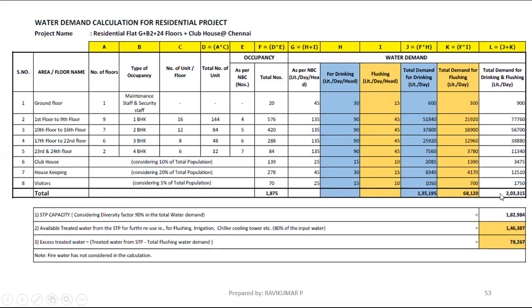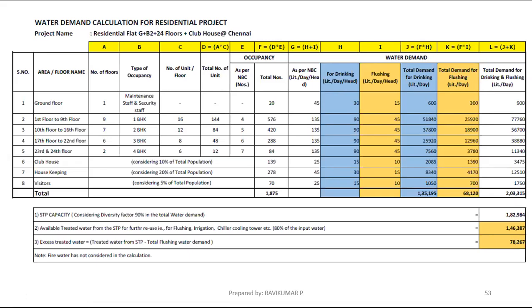200 kiloliter you have to give for this project. So 200 kiloliter means approximately 2 lakh liter you have to give for this total project.